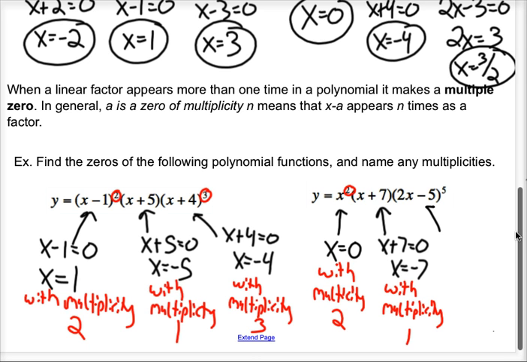And finally, this one here. Again, this one takes 2 steps. Move the 5 over, and then divide by 2. And now notice the exponent on it. That 5 on that factor means it has multiplicity 5.